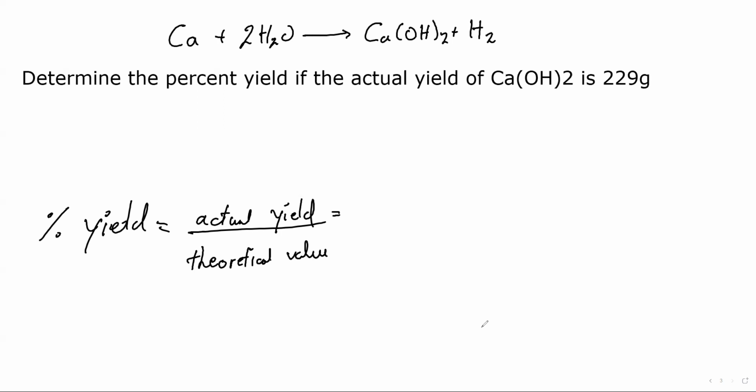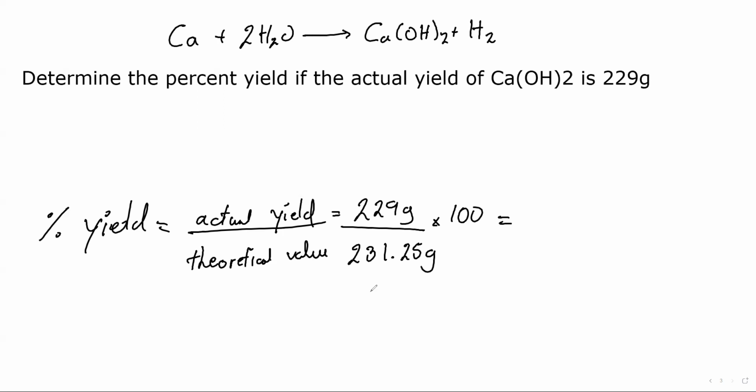So the actual value that you got is 229 grams, and the theoretical value was 231.25 grams. That's in a perfect world. It happens that we lost 2 grams of CaOH2. How? That's irrelevant. What matters is that we lost those 2 grams. And then you just multiply times 100. You can put that in a calculator.